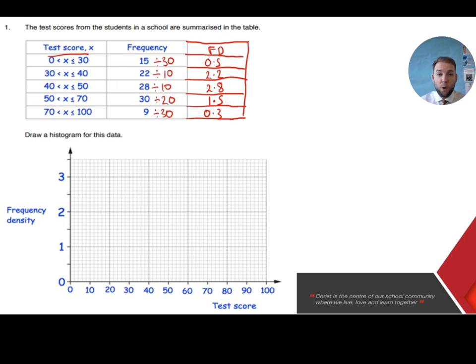Now what we do is when we're doing a histogram, remember this is a histogram, okay? With a histogram, we need to plot these like bars, okay? So the first one is between 0 and 30 up to 1.5. So let's do a line across there. I'm not going to be able to use a ruler on this. There's my first one there.